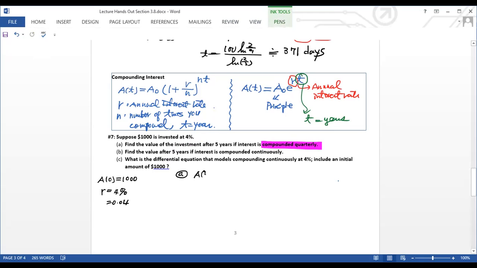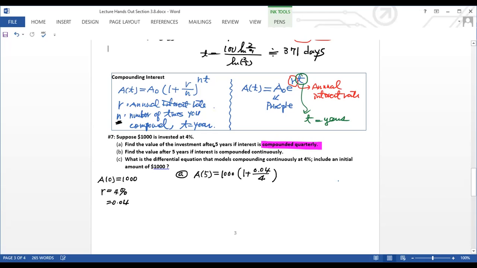So A5 is equal to your principal, right? So it's 1,000 times 1 plus, what is your interest rate? It is 0.04. So compounding quarterly, how many times each year are you going to compound it? That's your value of n, right? Quarterly is 4, so you divide it by 4.